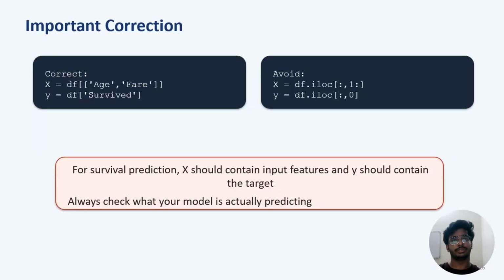Moving on to the next slide, which is the important correction. One important point: if you're predicting survival, then your features and target should be like X is equal to input features like age and fare, and the output feature be survived, as I discussed in the starting. But we should not accidentally write X is equal to df.iloc[:, 1:] or something like that, because that would mean you are predicting age using fare and survived, which is not the correct setup for survival prediction. So always identify the input features and output features and then do anything.